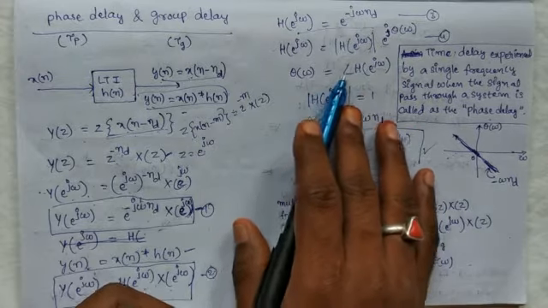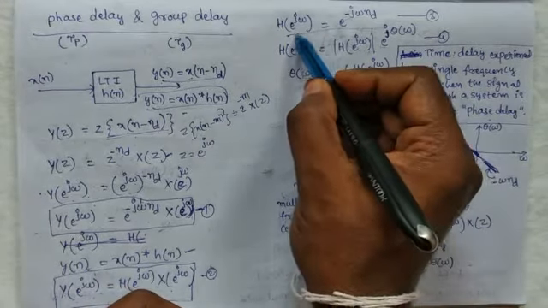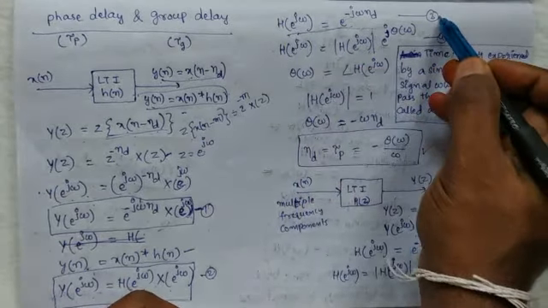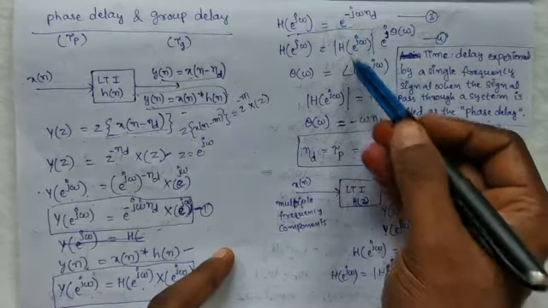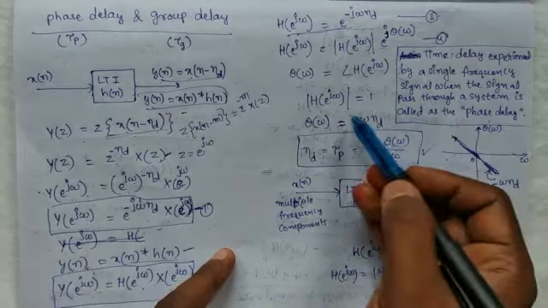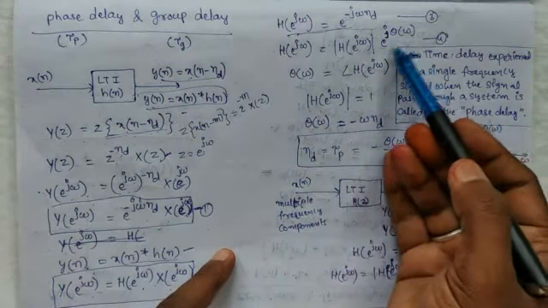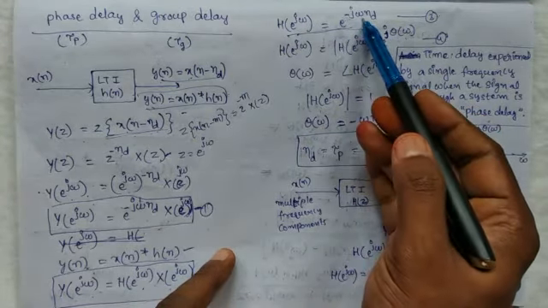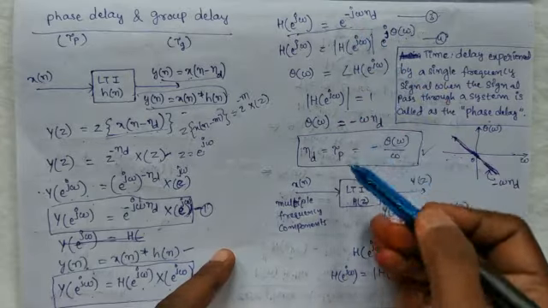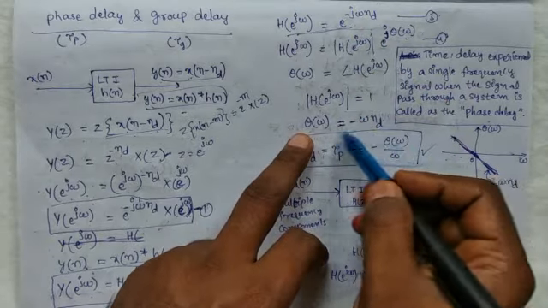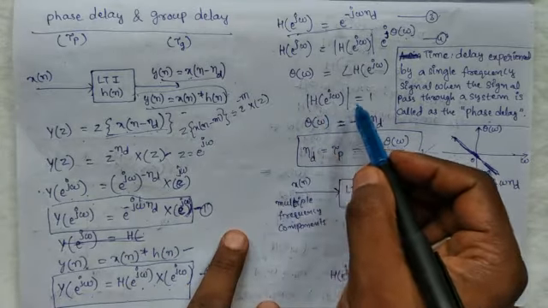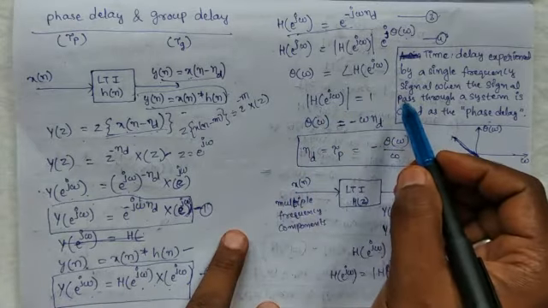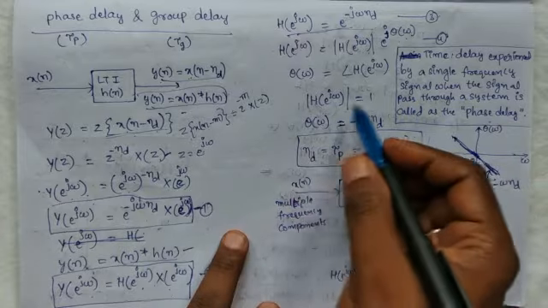Now we are comparing these two equations, equation 3 and equation 4. Here the magnitude of H of e^(jω) is equal to what? 1. What is the phase angle? Theta of omega is equal to minus omega nd. Here the magnitude response is 1 for all frequencies, for all omega values.